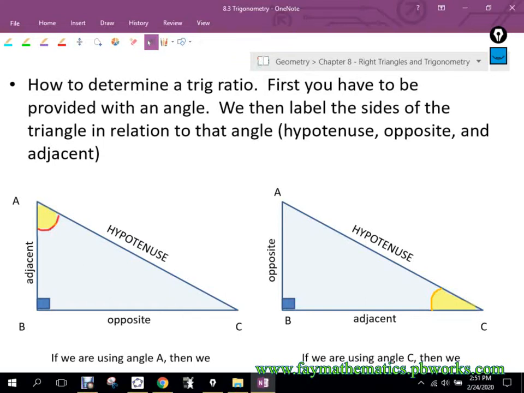If you can't come to terms with that, you're going to miss a majority of the problems that we work on, okay? We have to be able to describe the opposite, the adjacent, and the hypotenuse, okay?